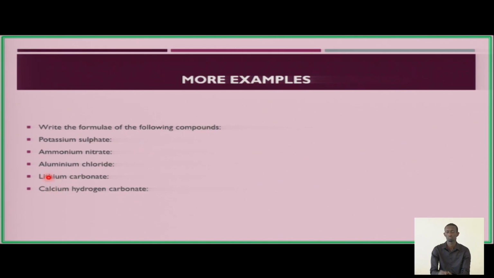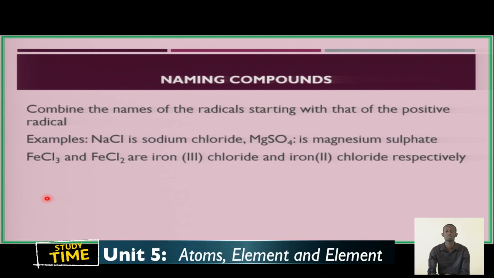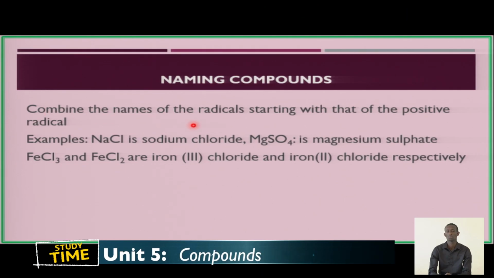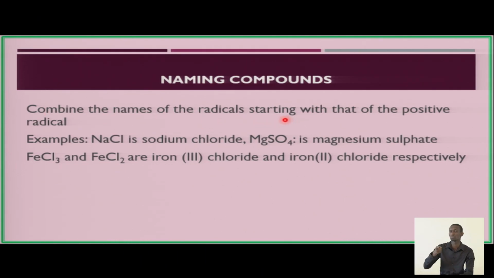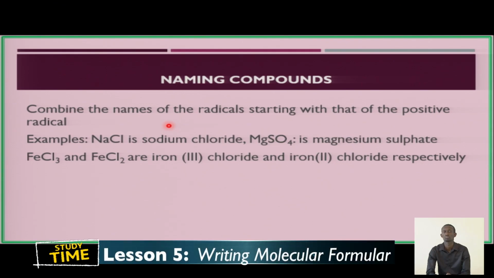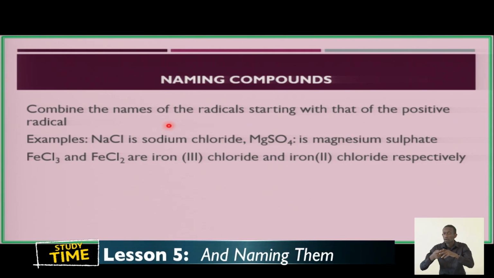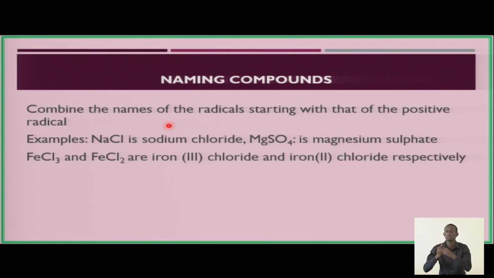Okay? Now let us see how we can start from the molecular formula and name the compounds. What do we do? Combine the names of the radicals. And here you should know that we start with the name of the positive radical. We have the example here. Sodium chloride. It's this compound. So you start with the positive part, you write the name, followed by the negative part, and you combine the 2 names. It becomes sodium chloride.